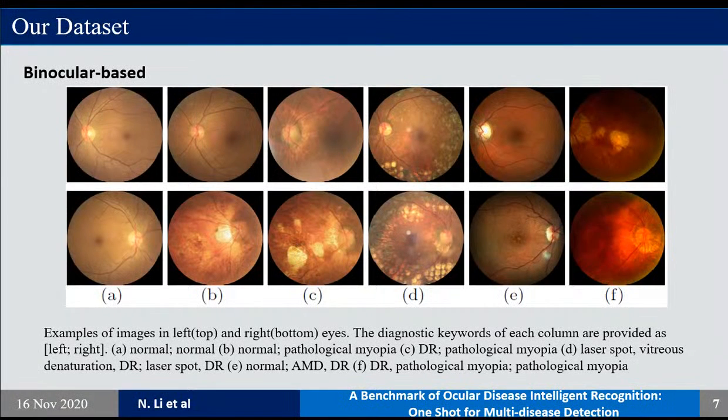The ultimate goal of our dataset is to perform multi-label classification of patients using fundus images of both eyes. This figure shows some images of the patient's left and right eyes.